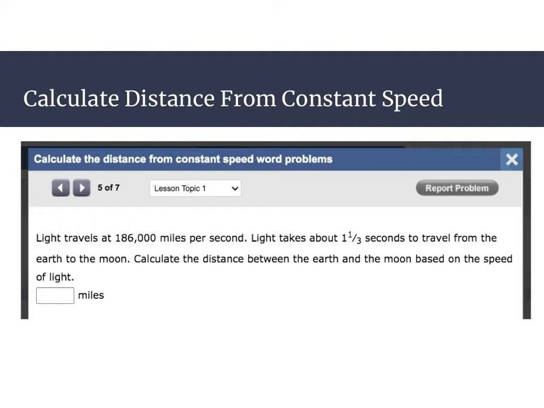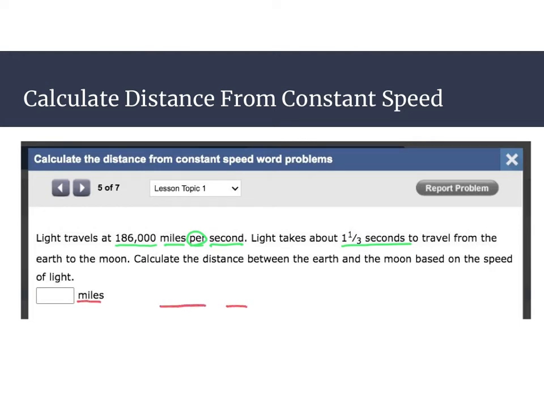This next question is asking us to calculate the distance from constant speed. It tells us that light travels at 186,000 miles per second. Wow, that's pretty fast. And it tells us that light takes about 1 1/3 seconds to travel from the Earth to the moon. We need to calculate the distance between the Earth and the moon based on the speed of light, and our answer is going to be in miles. So let's set up our proportion.